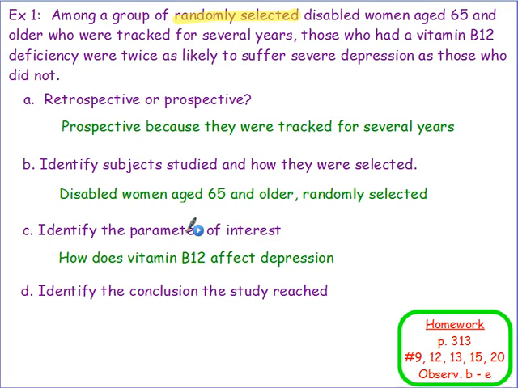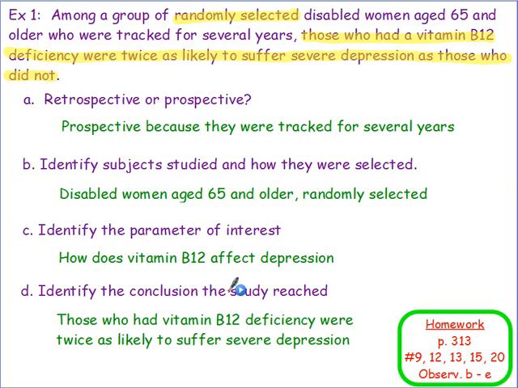So what was the conclusion that we drew? It's clearly stated in our word problem. Our conclusion is right here. It said, those who had a vitamin B12 deficiency were twice as likely to suffer severe depression as those who did not. That sentence right there, word for word, is your conclusion. Those who had vitamin B12 deficiency were twice as likely to suffer severe depression.